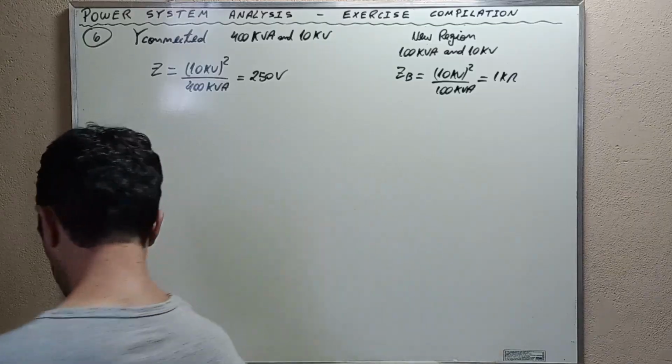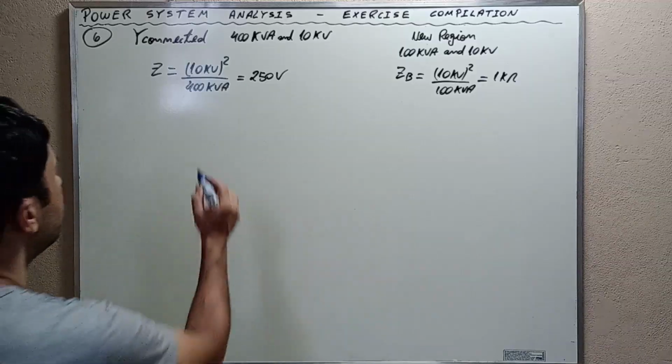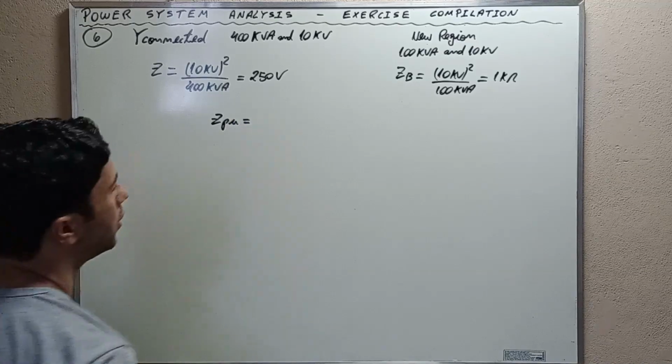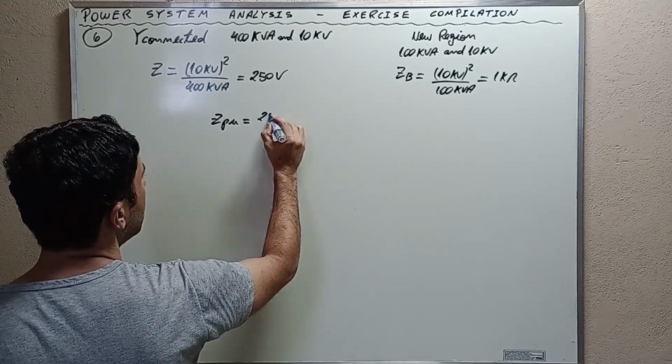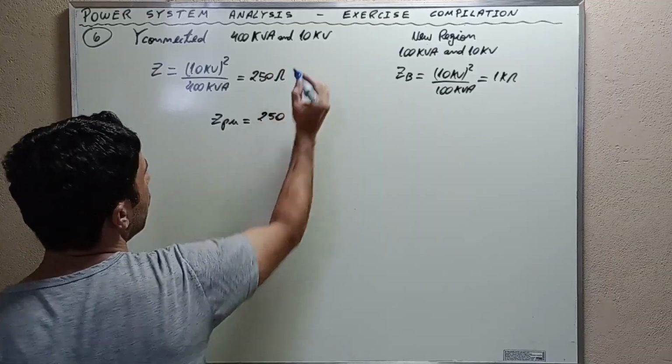Okay? The base impedance of the system is 1 kilo ohms. Alright? Consequently, the value of the impedance in per unit, ZPU, is going to be equal to the value. Oh, sorry, this is not in volts. Sorry, this is in ohms.